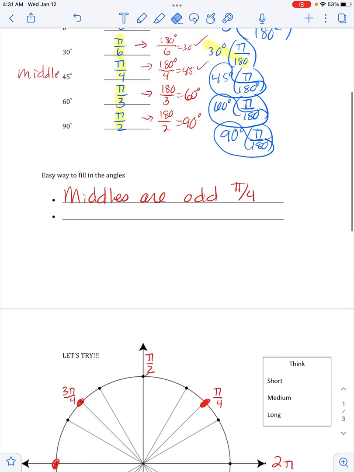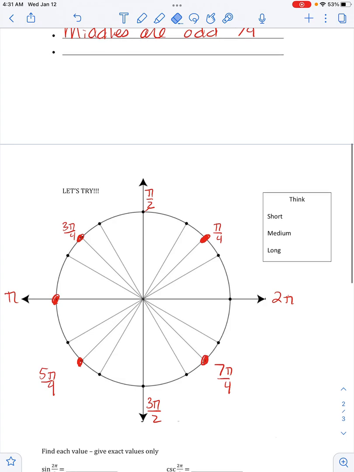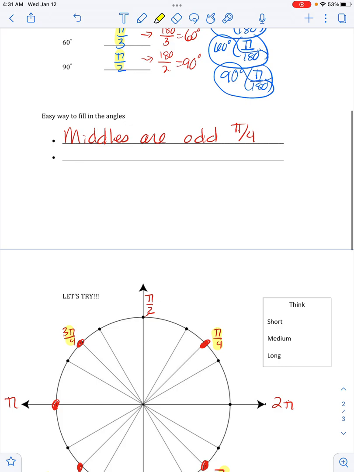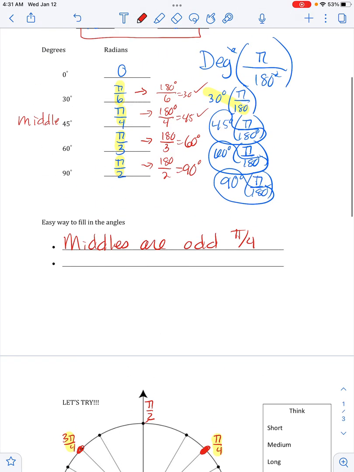So if I start with that by marking my middles, I'm going to see that my middles are odd pi fourths. 1 pi fourth, 3 pi fourths, 5, and 7. Everything else is going to be a multiple of 30. And by being a multiple of 30, I just learned that it's going to be a multiple of pi over 6. So then I'm going to count by pi over 6s to fill it in.